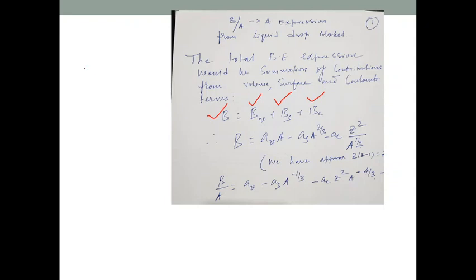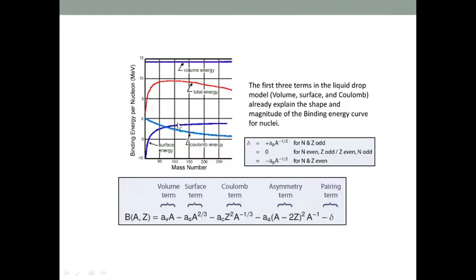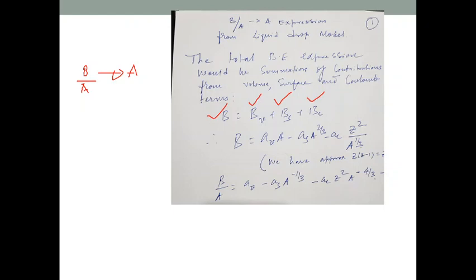The objective, let me again tell you, is we want an expression for B. From this expression of B, I want to plot the famous B by A versus A graph, which all of you know, we know the shape of the graph, and I want to reproduce this graph using the liquid drop model. So this is your B by A on the y-axis plotted against A.